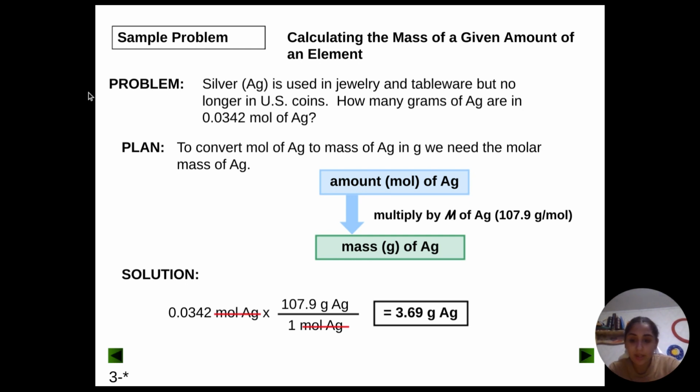Showing that, you're pulling it from the equation up here: 0.0342 moles of silver times 107.9 grams of silver. This is the molar mass that we had gotten, carried down over here, and put over 1 mole. The moles cancel out, which leaves us with 3.69 grams of silver.